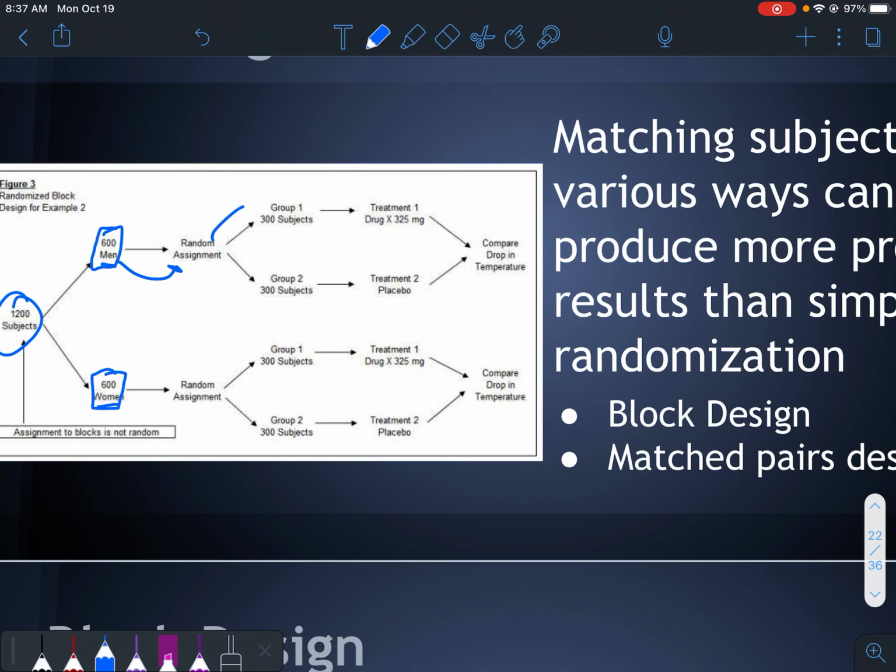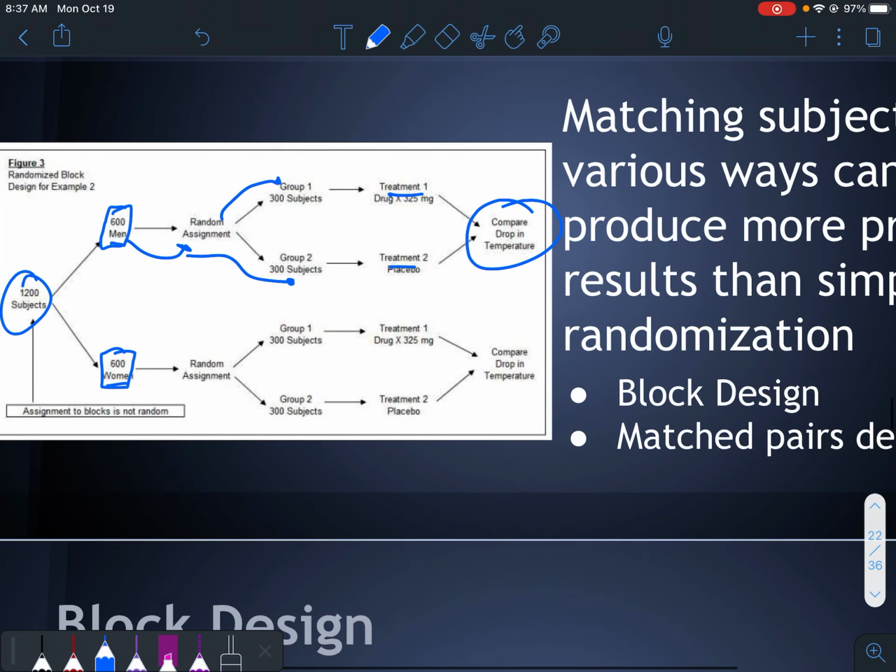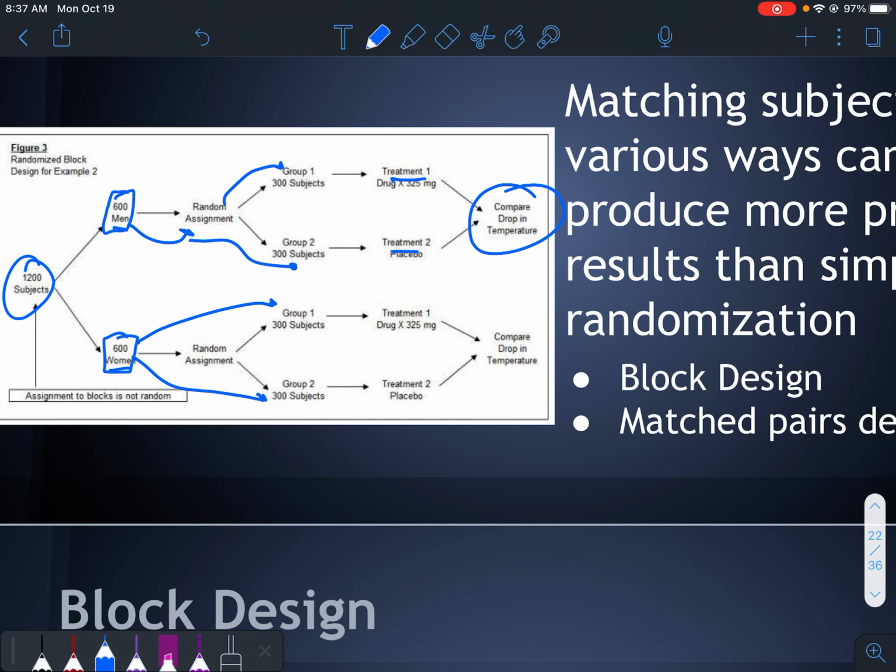So what we're going to do within the men is randomly assign 300 to the treatment and 300 to the placebo, and then we're going to measure and compare. We're going to do that same thing within the women, grouping them into treatment and placebo.